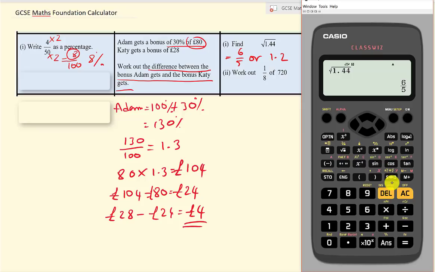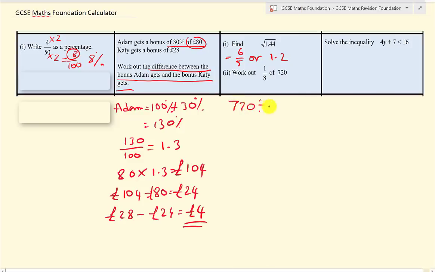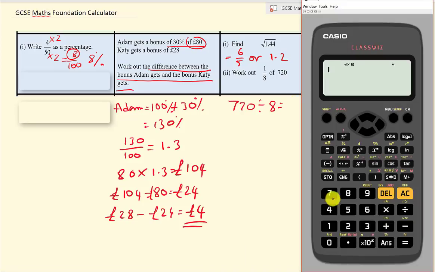Next, work out 1/8 of 720. So we're finding a fraction of an amount. We need to divide by the denominator and times by the numerator. So let's divide 720 by 8. Again, it's a calculator paper, so make use of the calculator. 720 divided by 8 is 90, times by the numerator, which is 1. So 90 times 1 is just 90. So the answer is 90.